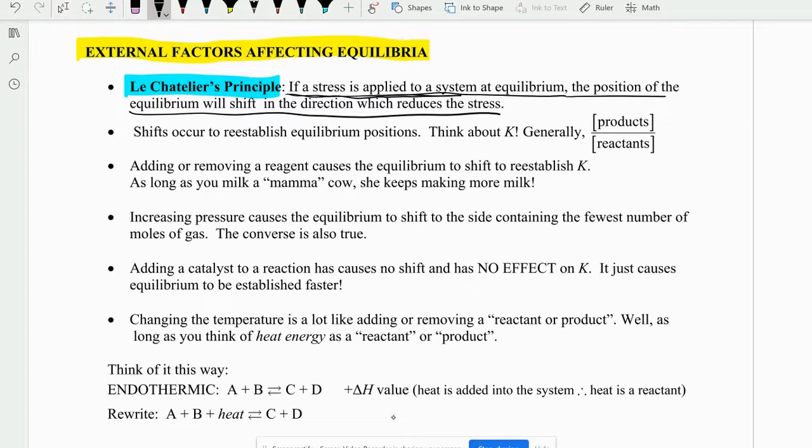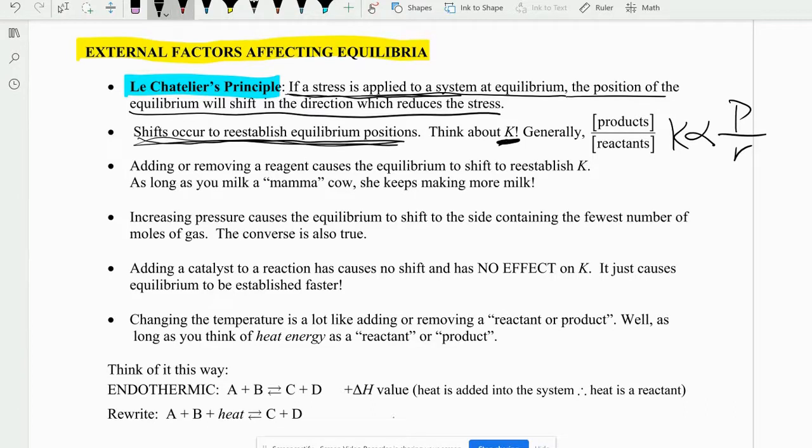Before we begin, though, let's remind ourselves that a shift is going to occur to reestablish equilibrium positions. So a chemical reaction is going to shift based off of a stress that's been applied in order to reestablish that equilibrium position. And you guys already know it: big case K, which is our equilibrium constant. Don't confuse it with lowercase k, which is what we saw in kinetics. You know that the equilibrium constant is proportional to products over reactants. So let's talk about what the potential for the first stress could be.